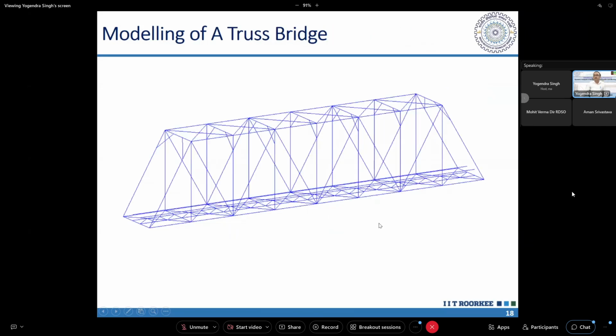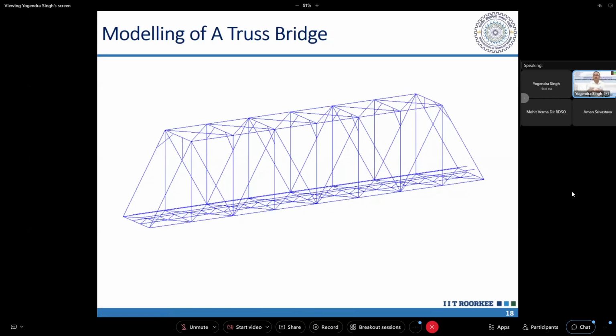Then this is a truss. In the case of a truss, this is the simplest structure and we can model it using truss elements, but we have to take care of the connections between different elements. Two types of connections may be there in truss bridges. One is the simple connection.